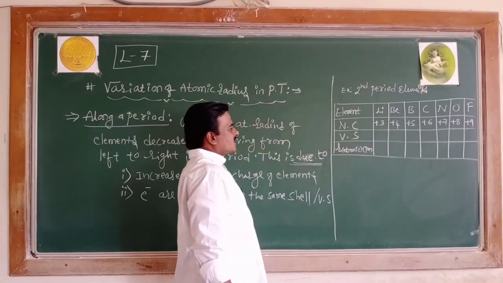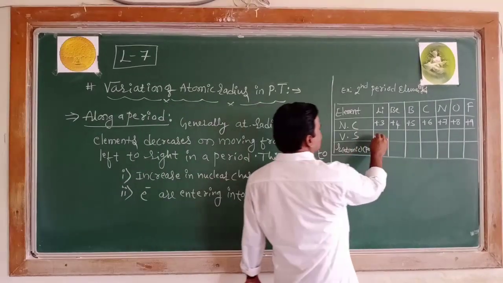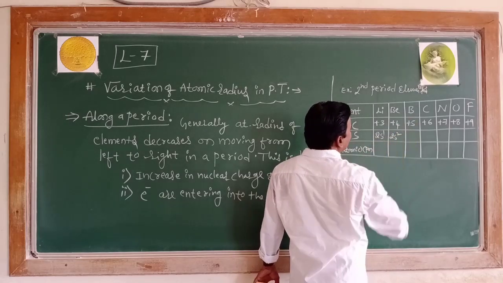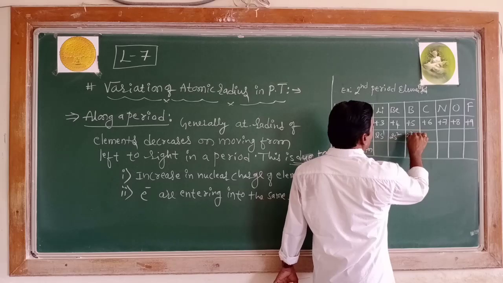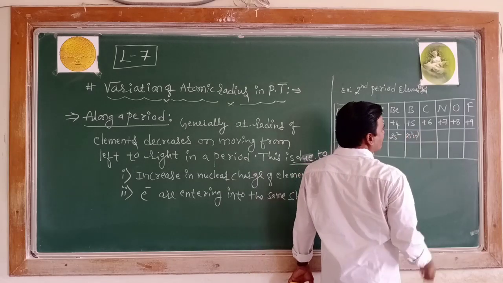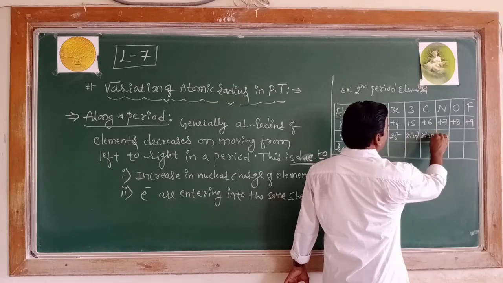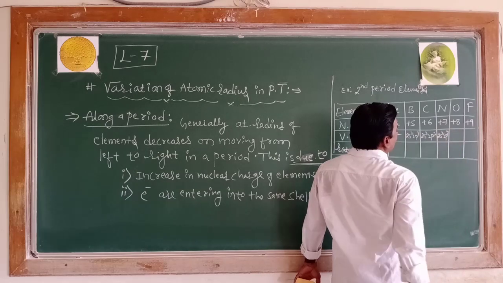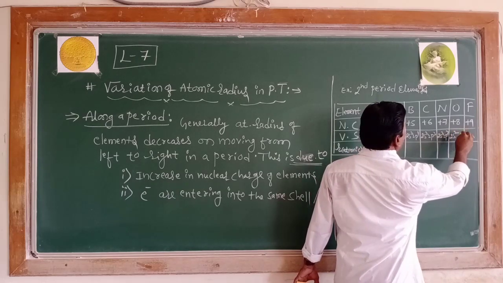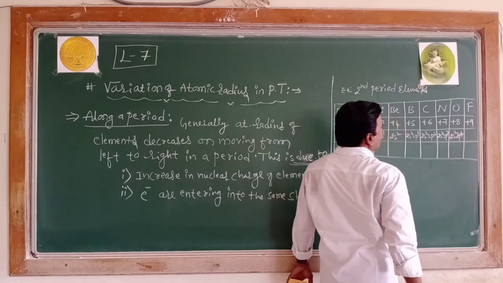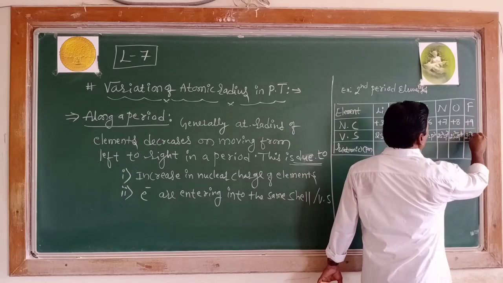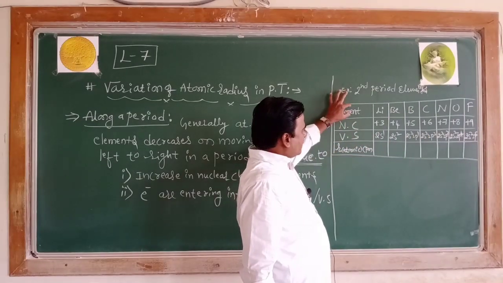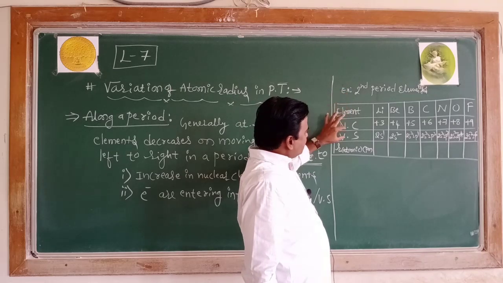Valence shell. What is the valence shell? It is 2s1 for lithium, 2s2 for beryllium, 2s2 2p1 for boron, group 13. Carbon 2s2 2p2, nitrogen 2s2 2p3, oxygen 2s2 2p4, fluorine 2s2 2p5.